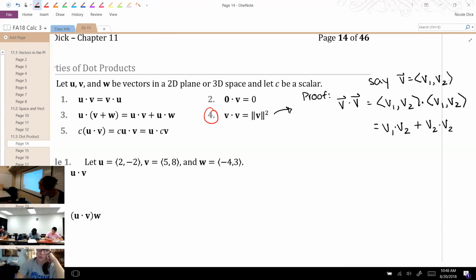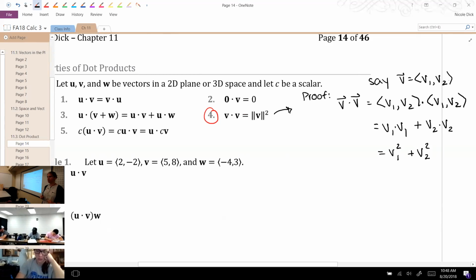Oops, this first one should say v1. I'm sorry, I wrote the wrong thing. I said it, but I wrote it wrong. Those should both be v1. We know anything times itself is just that value squared. I did it again, so that should be v1 squared plus v2 squared.